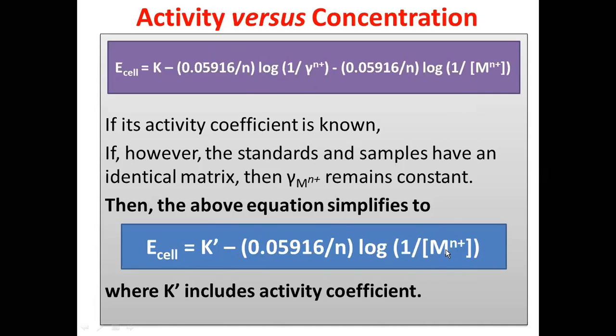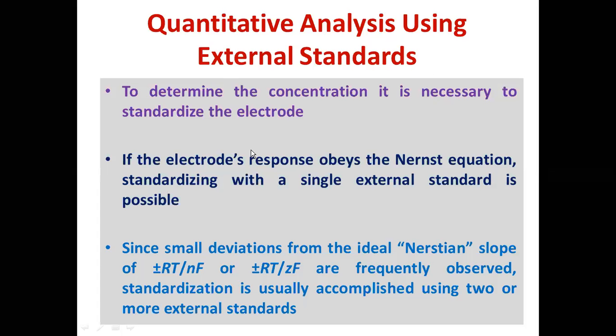Activity is replaced by the metal ion concentration if the activity coefficient is known and constant. This is how we have to consider the activity in place of concentration in the relationship between the concentration of the analyte and the EMF of the cell. And in quantitative applications, we will be using external standards, and the purpose of using the external standards is to construct the calibration curve.